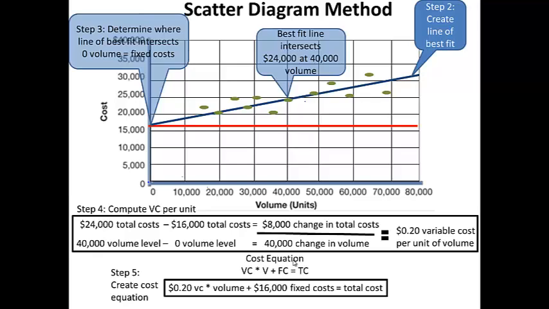Now you may or may not have noticed, but the same data that I used in the scatter diagram I also utilized in the high-low method. You'll also note, and we'll go over this in a few minutes in terms of a summary, that each of these methods is producing somewhat different answers. So now we're going to go on to the third method, which is called the least squares method.